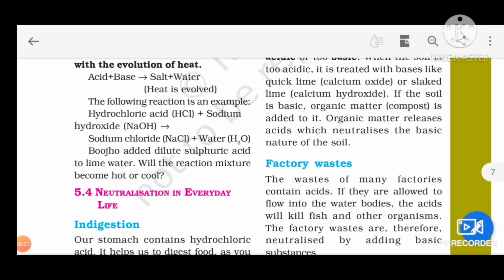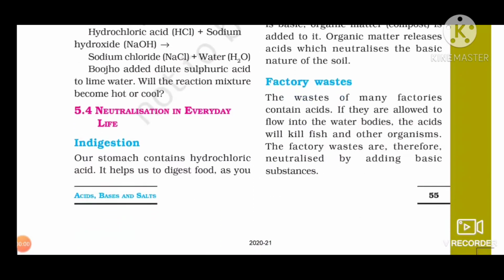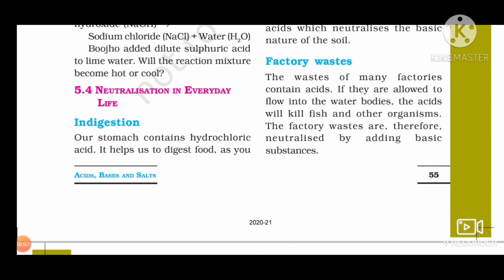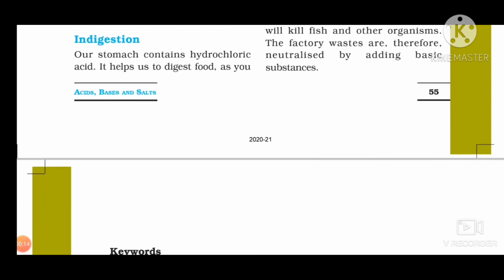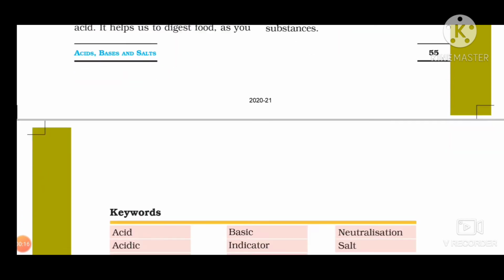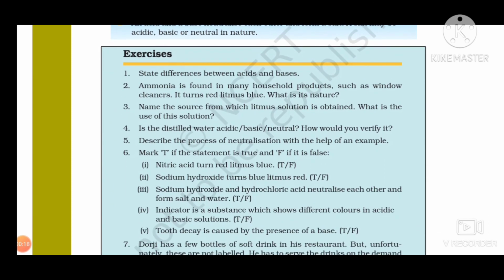Even soil is treated with certain chemicals like quicklime, called calcium oxide. The waste of many factories contains acids. If they are allowed to flow into water bodies, the acids will kill fish and other organisms. The factory waste is therefore neutralized by adding basic substances.